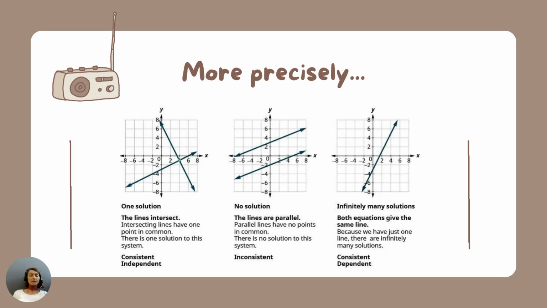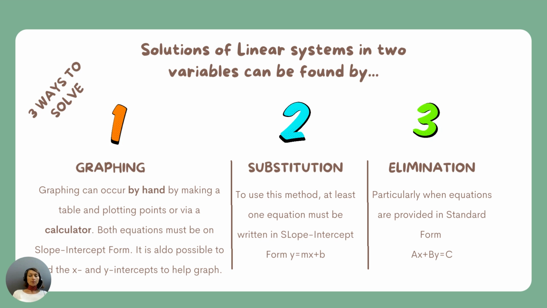In the middle, you have the inconsistent system where the lines will run parallel, which means they will never meet and therefore produce no solution. That would be the one in the middle. On the right, you have infinitely many solutions, and that is a consistent system that is dependent. So review that concept to then make a decision on how you want to solve your system. You have several options. You can solve by graphing, you can solve by substitution, or you can solve by elimination.